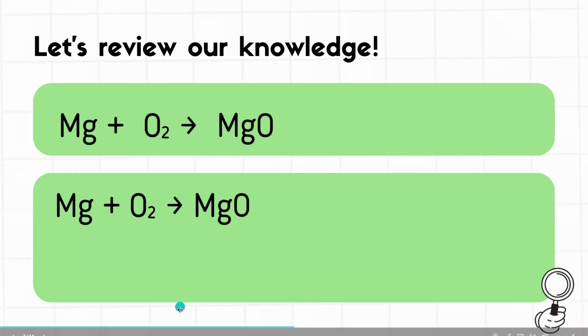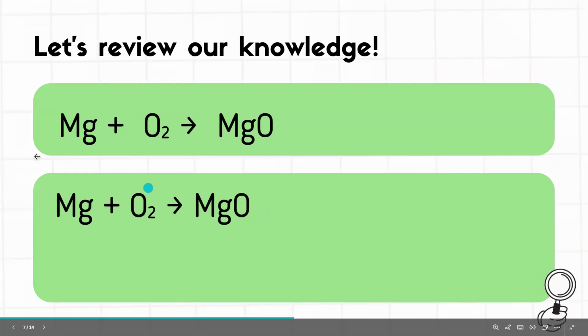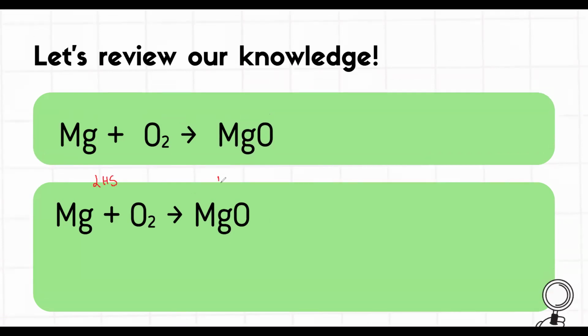So here we have Mg plus O2 gives you MgO. This isn't that balanced, is it? So on the left hand side and on the right hand side, magnesium is balanced. But oxygen is 2 on the left hand side. It has 2 atoms on the left hand side. So we'll make it 2 on the right hand side as well.